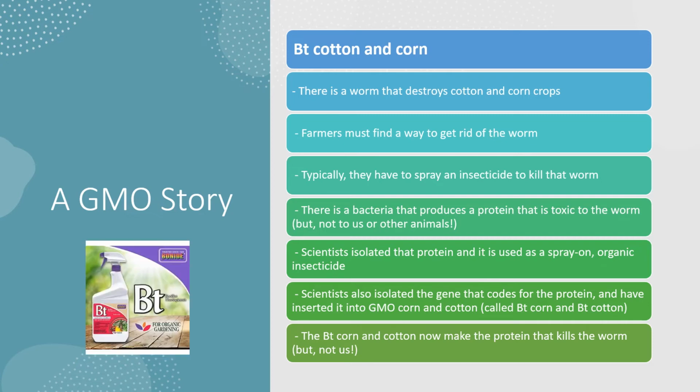The one thing I want you to know is that this protein is called Bt, and Bt is organic. You can actually buy a bottle of Bt to spray on your organic garden to protect from pests because it is an organic molecule. It's made from a bacteria. And so it is quite safe and it's used in organic farming.